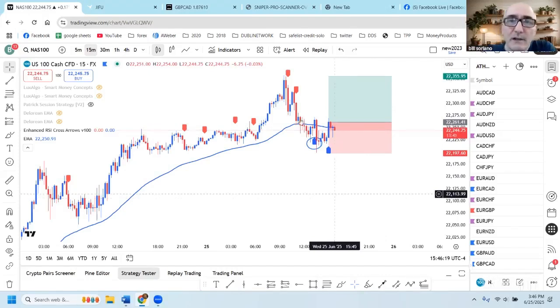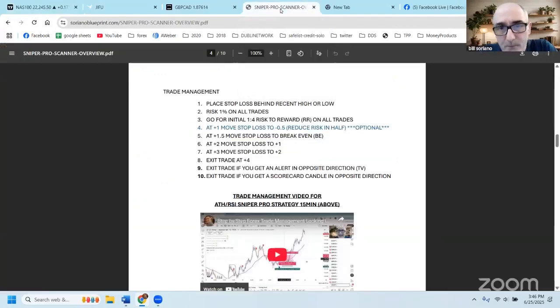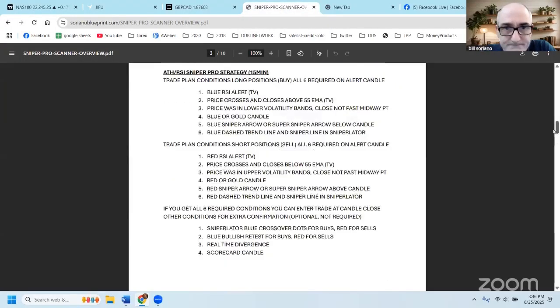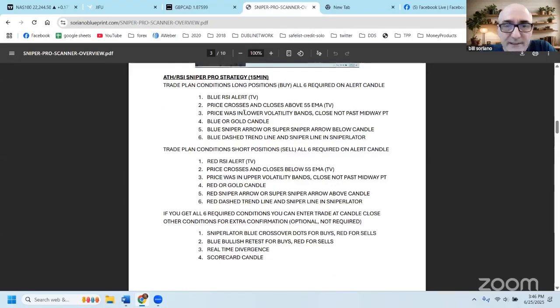Now, what I'm going to tell you guys is this: when I go over to the scanner, what I'm seeing mostly is it's either one or two of these remaining four conditions are not met. And the one that it usually is that price didn't get into the lower volatility band for a buy or the upper volatility band for a sell. And if it did, then the candle has closed past the midway point. Okay, that's usually what the issue is.